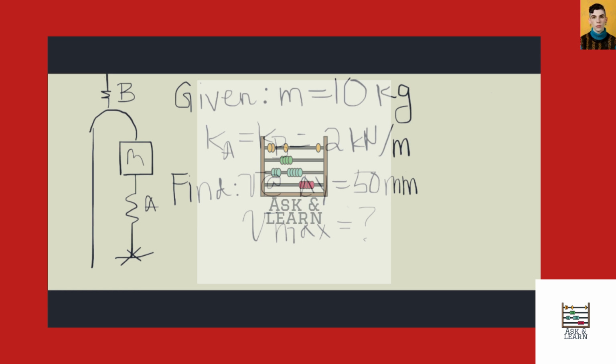What we're looking at right now is a problem that deals with work and kinetic energy. What we have is a block shown here with an M that is connected to a spring, spring A, with a cable, and that is connected to spring B. We're given the mass of the block, the spring constants, which are the same at 2 kilonewtons a meter, and we're asked to find the velocity when the block has been released from rest and has moved down 50 millimeters, and also the maximum velocity of the block.